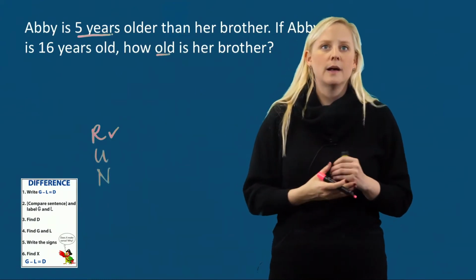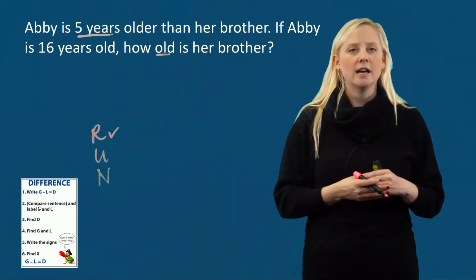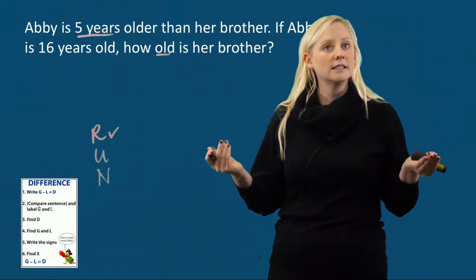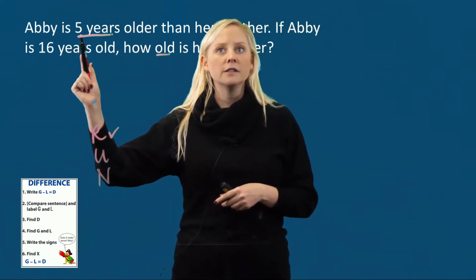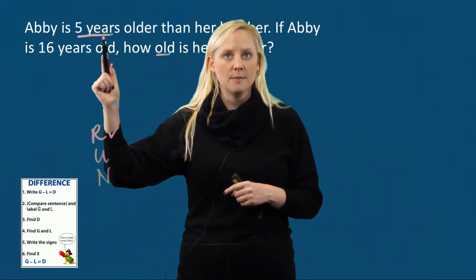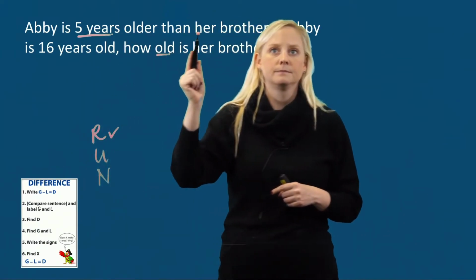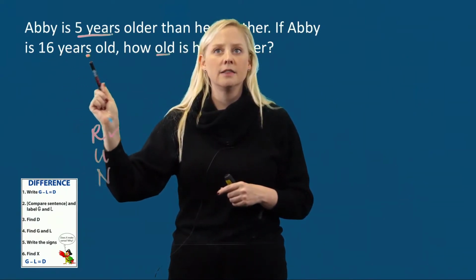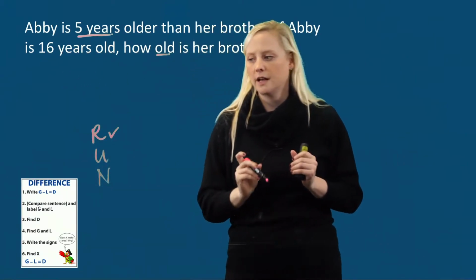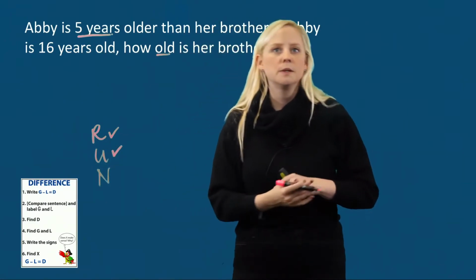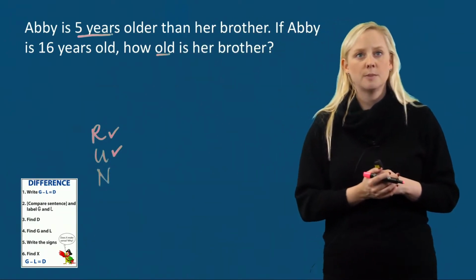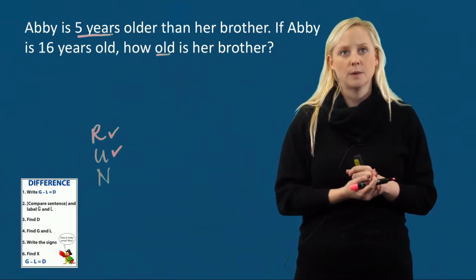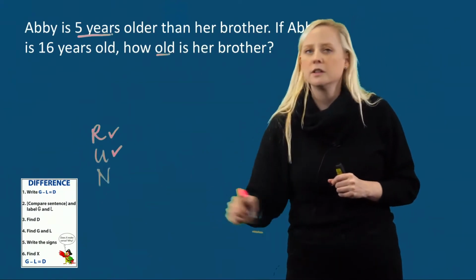Now we need to check for irrelevant information. We need to check and make sure all of our numbers are talking about age or years. So let's scan the numbers. Our first number is 5. It's talking about years, so we need that number. Our next number is 16. That's talking about years, so we also need that number. So we do not have any irrelevant information in this problem. All of the numbers in this problem are about our label. Everything is relevant. Now we move to the N.